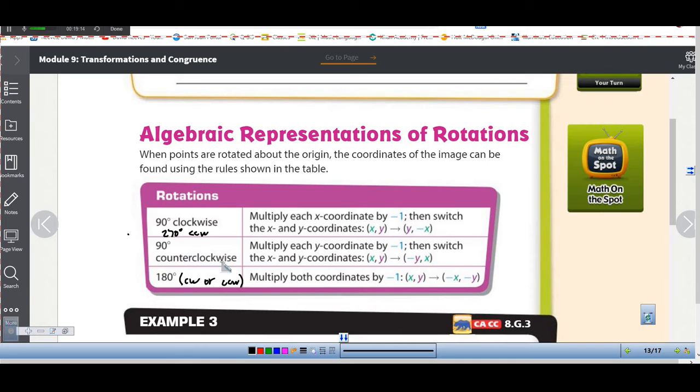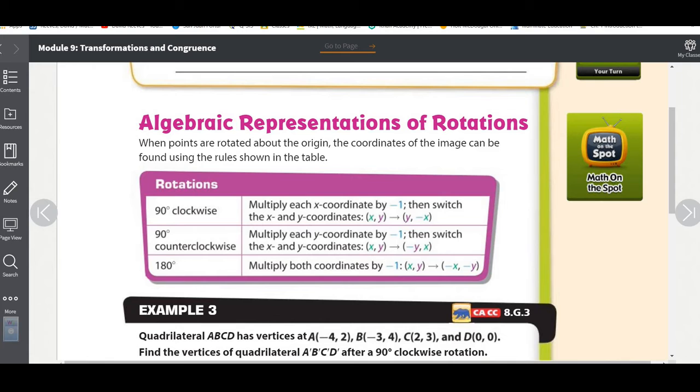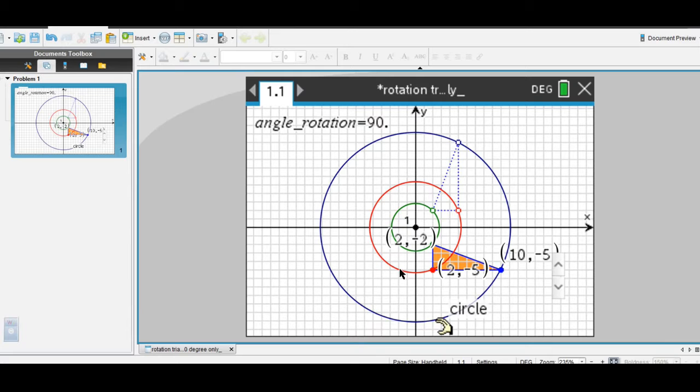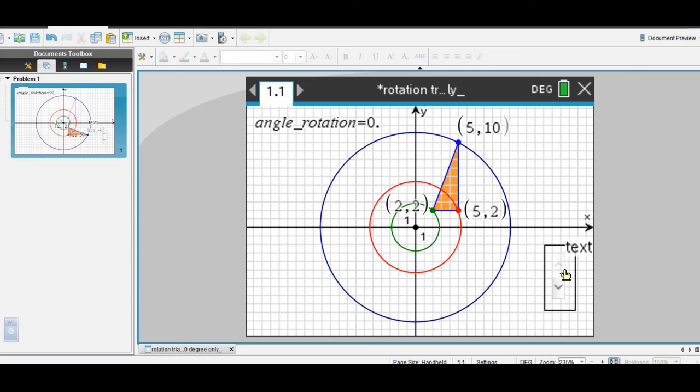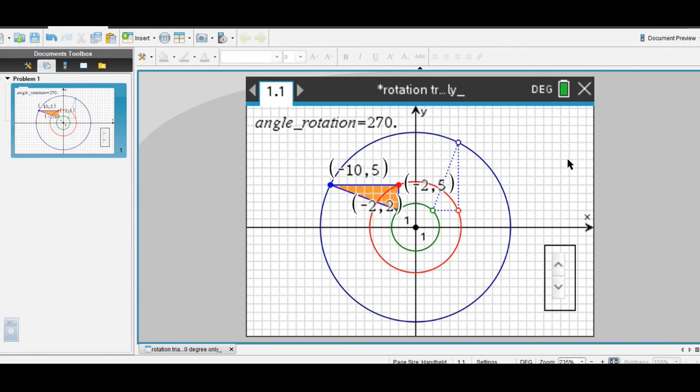One last case to look at: 90 degrees counterclockwise, which will be the same as 270 degrees clockwise, of course. All right, so last one, and then we are done. Let's go back to our handy dandy Inspire, shall we? So I'm going to go back up here. This is 270 degrees clockwise, right?